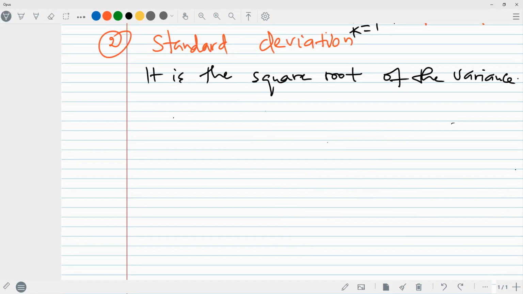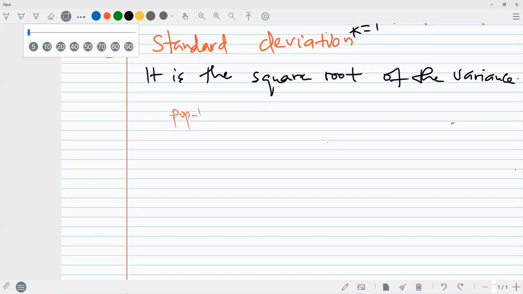Okay, so in case you are analyzing population, so you're analyzing the population.